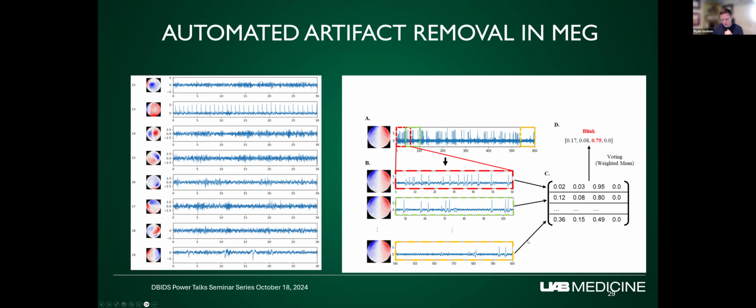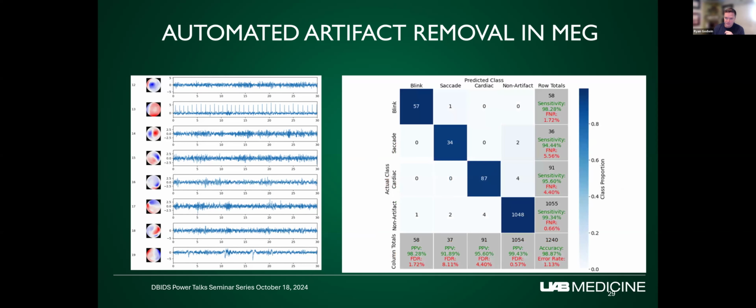So we built a tool that does an automated AI extraction and uses these 1D time series and the 2D topographic maps to say, hey, this is a blink signal, this is a heartbeat signal, so that, at least historically, we can take those signals out and have a better signal to noise ratio on our MEG signal. And you can see here the performance of this tool is great.